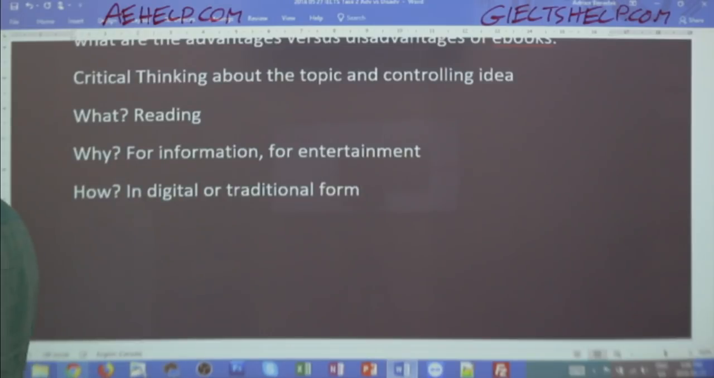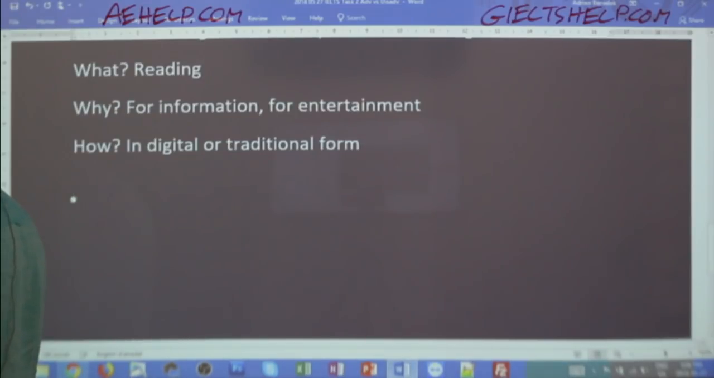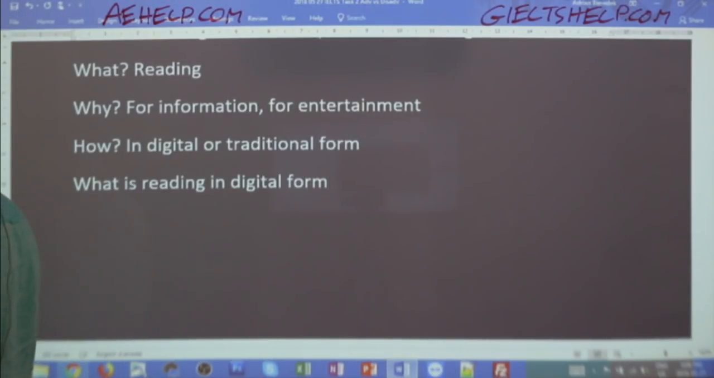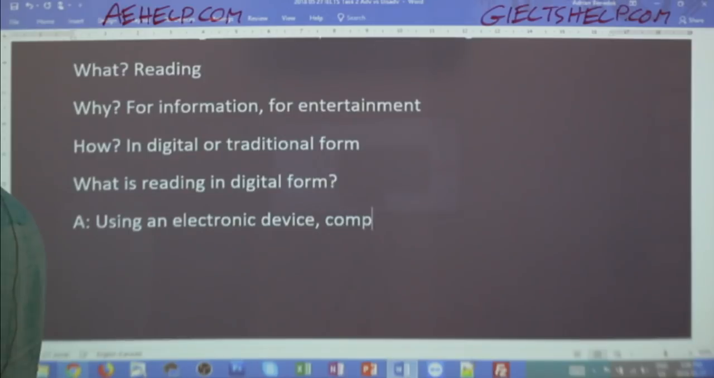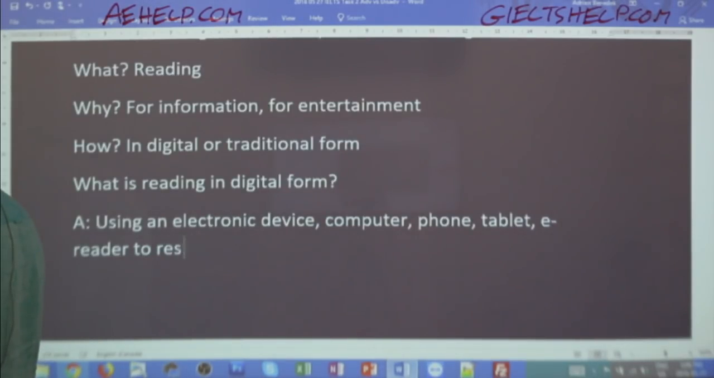Okay. Now, how in digital form? Sure, so we've answered that. That was the easy part. That's talking about the topic. What is reading in digital form? Means using, the answer there is clear, so I'll give that one. I'm sure you can answer that easily as well. Using an electronic device, computer, phone, tablet, e-reader, to read, sure. Okay, that's the easy one.